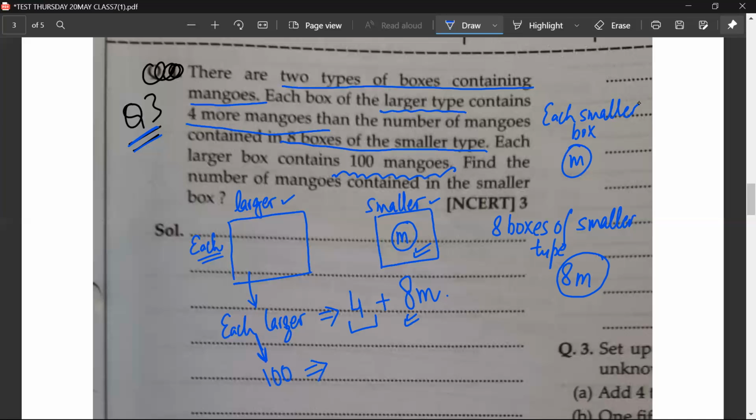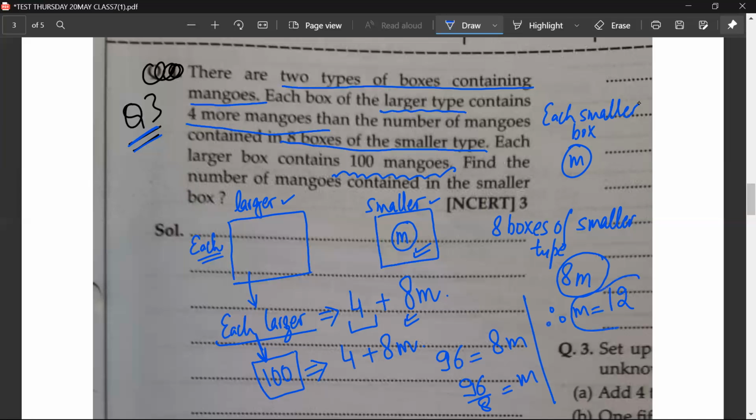Now each larger box contains 100 mangoes. So this larger box would have actually 100 mangoes. This would be equal to 4 plus 8m. Satya, any doubt? No, sir. m would be equal to 96 by 8. Therefore, m would be equal to 12. These are the number of mangoes that the smaller box would be having.